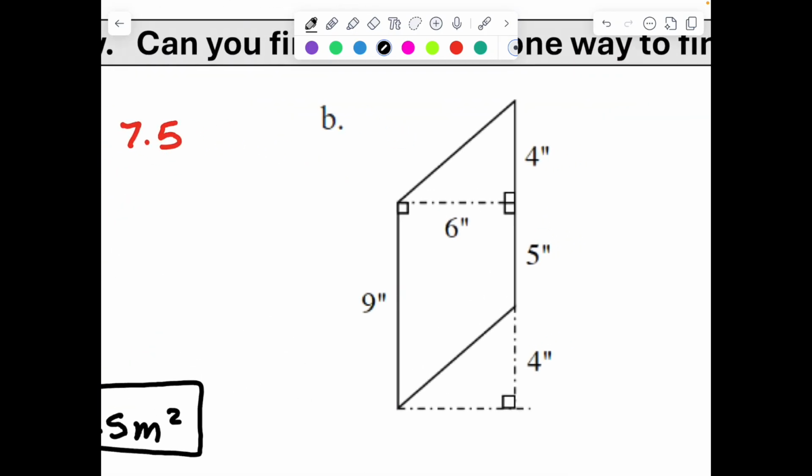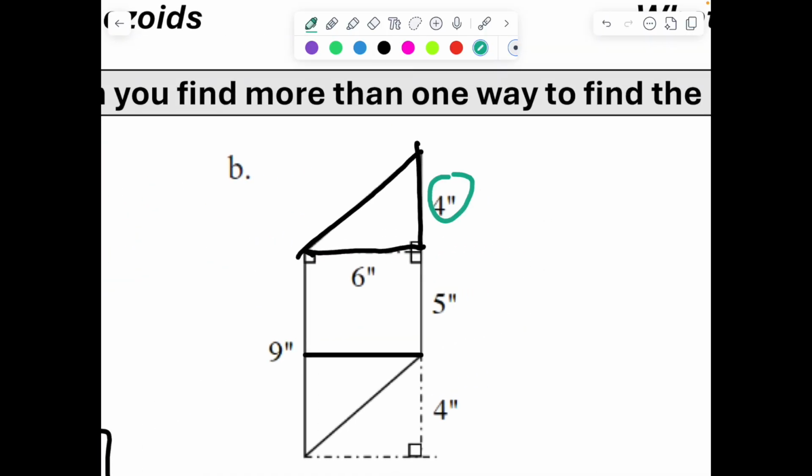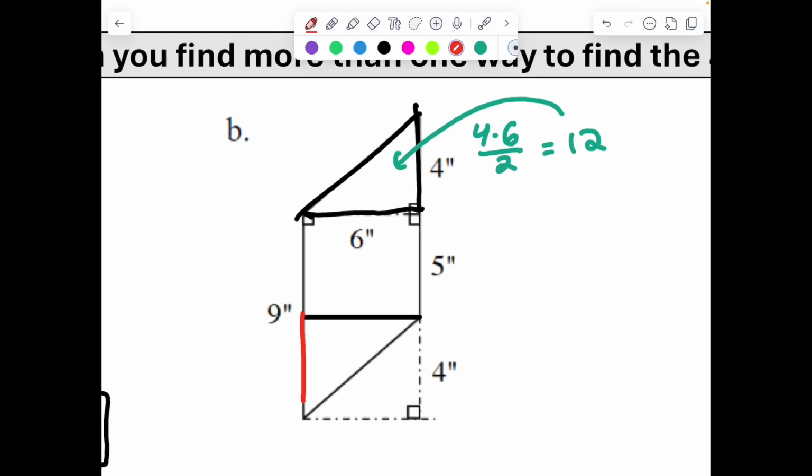Moving on to this shape. Okay, this is a parallelogram here. Looks like we could do this triangle. Maybe we could do another triangle here, and then the square. So same thing that we just did. Right. This triangle is 4 and 6. 4 for the base, 6 for the height. So 4 times 6 divided by 2 is going to be 12. So that's the area for that rectangle, or I'm sorry, triangle.